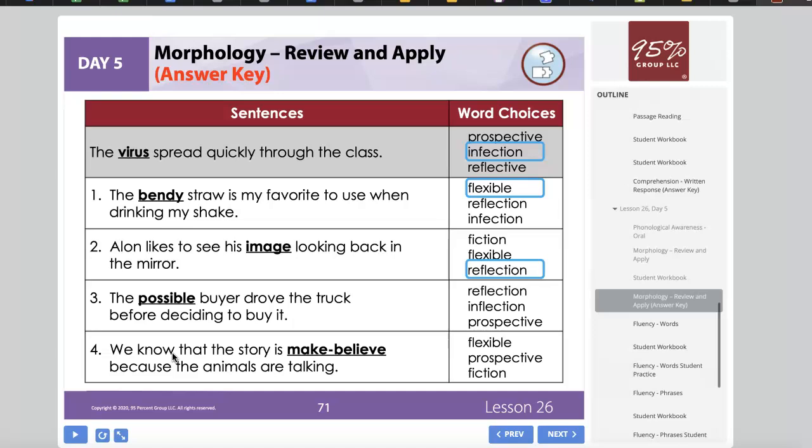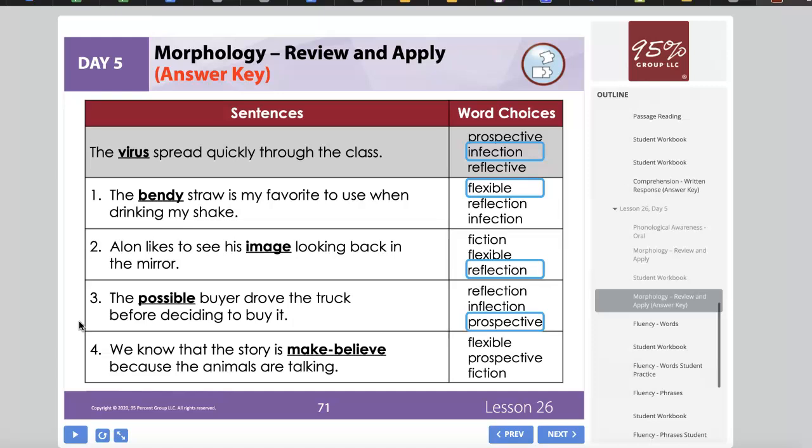Okay. Now the next one says the possible buyer drove the truck before deciding to buy it. What do you think? Possible. You think 1 finger, reflection, 2 fingers, inflection, 3 fingers, perspective. Hold up your fingers, and if you have 3 up, kiss your brain.